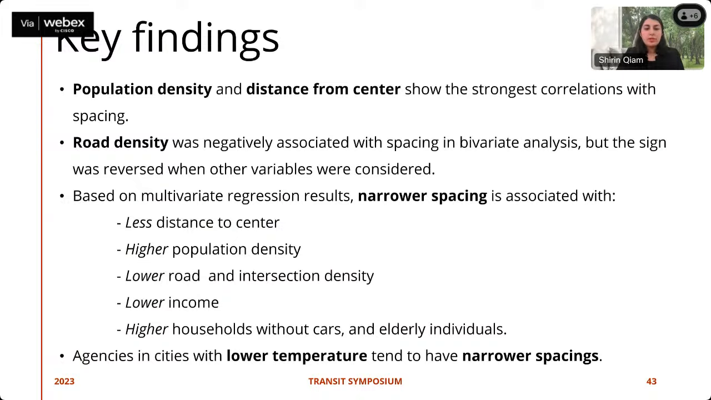Based on our multivariate regression results, we have narrower spacing with less distance to center, higher population density, lower road and intersection density, lower median income for each block group, and a higher number of households without car and elderly people. And at the agency level, agencies in cities with lower temperature tend to have narrower spacing, and that's maybe because walking in cold weather is so hard.